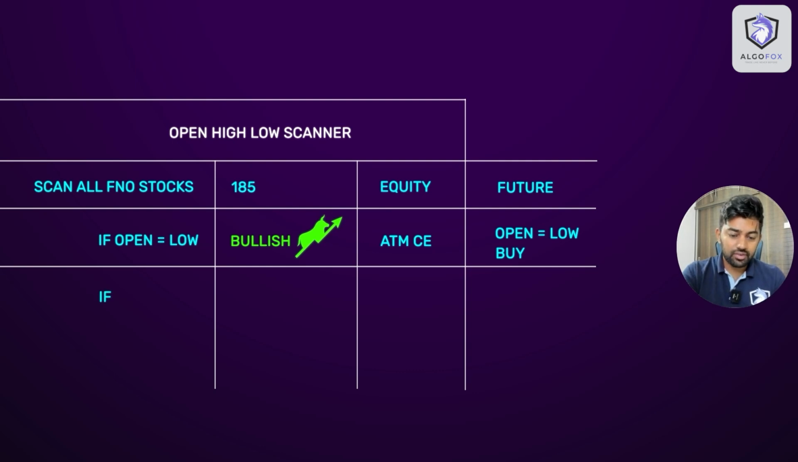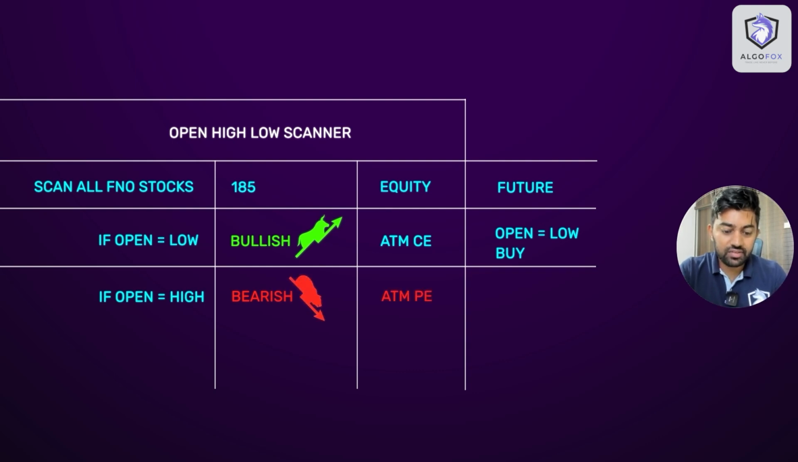Also, if open equals high on the underlying, on spot or future, then we know that the market is bearish. And then we see the ATM put. The ATM put should constantly rise, so the ATM put should have open equal to low. And if the ATM put has open equal to low, and the stock or the future chart has open equal to high, we are highly bearish and we buy that particular put.